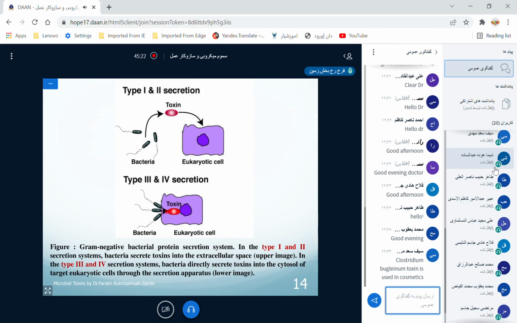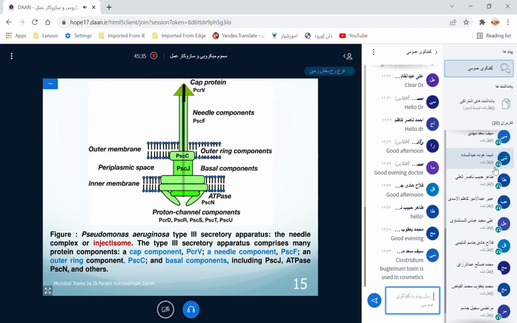inserted into the cytoplasm of the target cell. The target cell is a human cell. A human cell is a eukaryotic cell. This is the Pseudomonas aeruginosa type 3 secretory apparatus, the needle complex, or injectosome. We call it injectosome. What is this for?